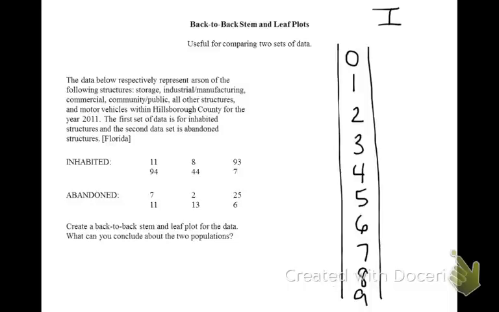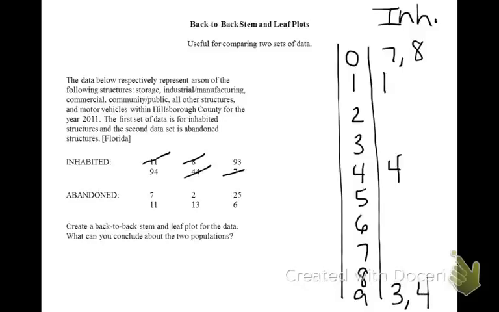For the inhabited data set, we'll now fill in the leaf values. For inhabited, we have leaf values of 7 and 8 next to the 0, of 1 next to the 1, of 4 next to the 4, and then 93 and 94. For the abandoned data set, we have the numbers 2, 6, and 7 next to a stem of 0. Then we have the 11 and 13, and then the 25.